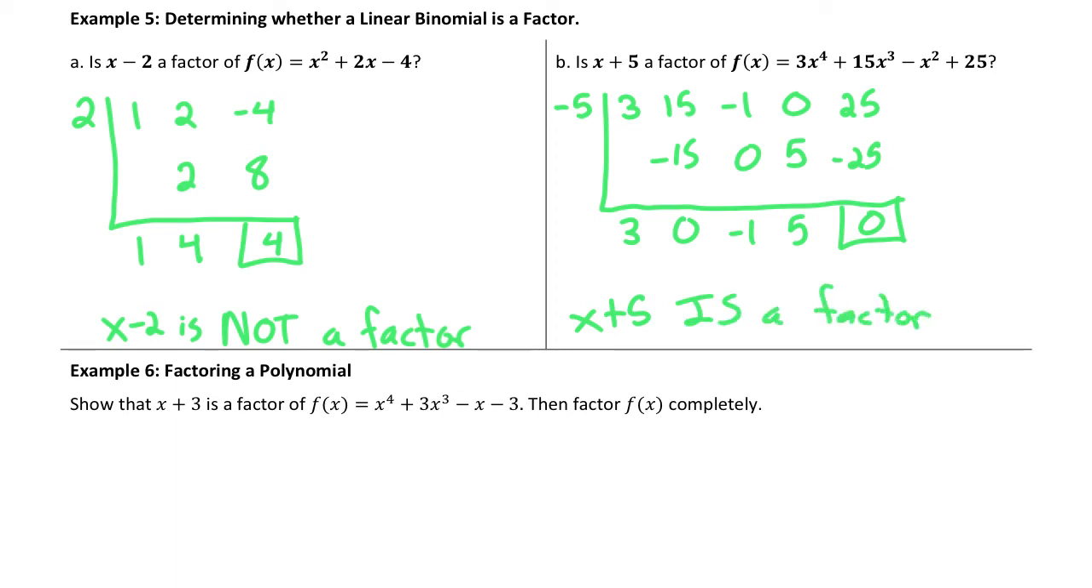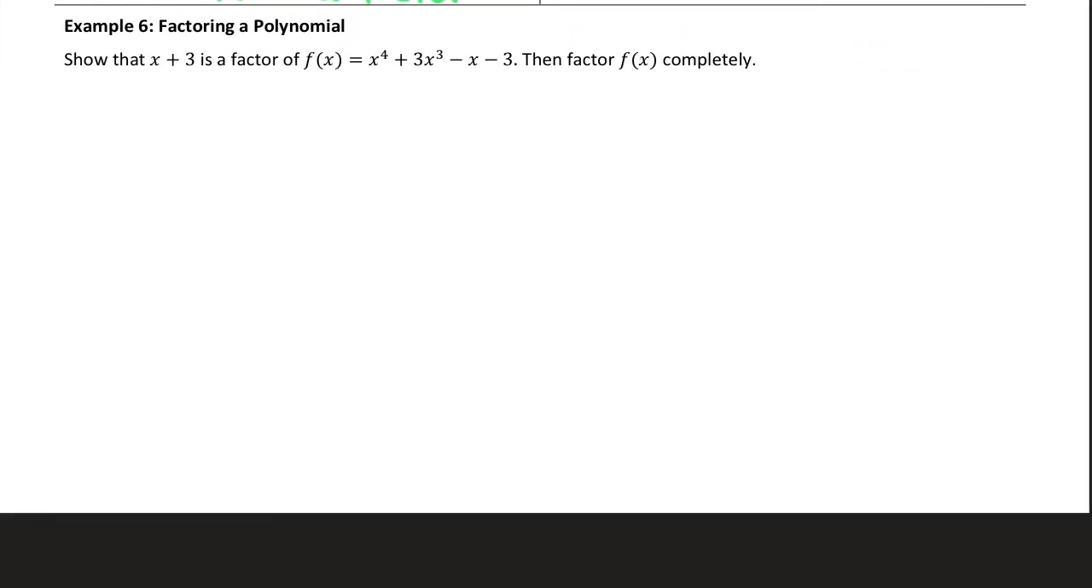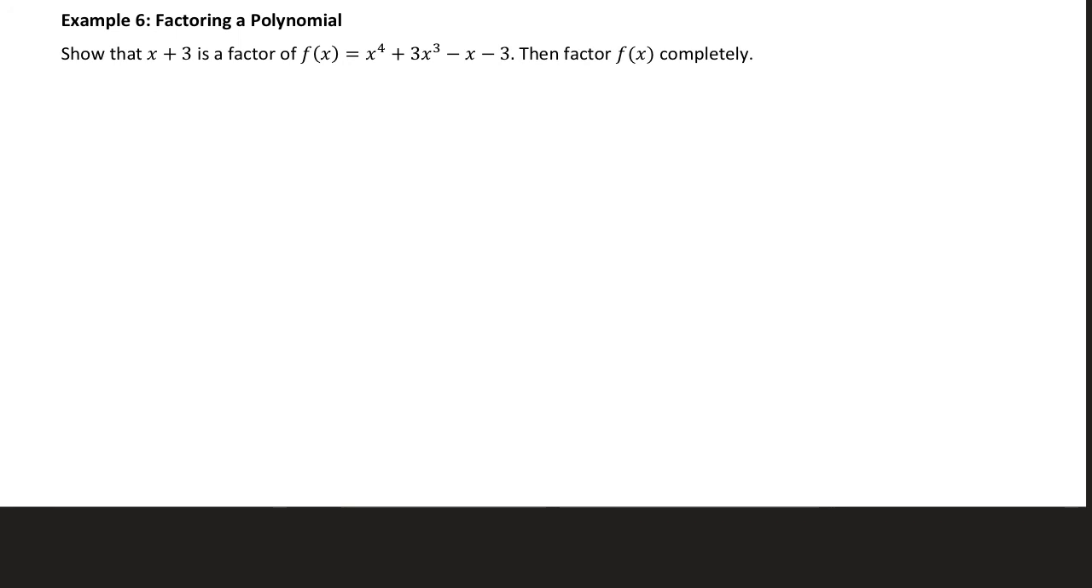So you're looking for a remainder of 0 for it to be a factor, because when we get crazy stuff like this that's not factorable in any other way, we've got to be able to factor it in more creative ways, I guess. So example 6, using this to factor.